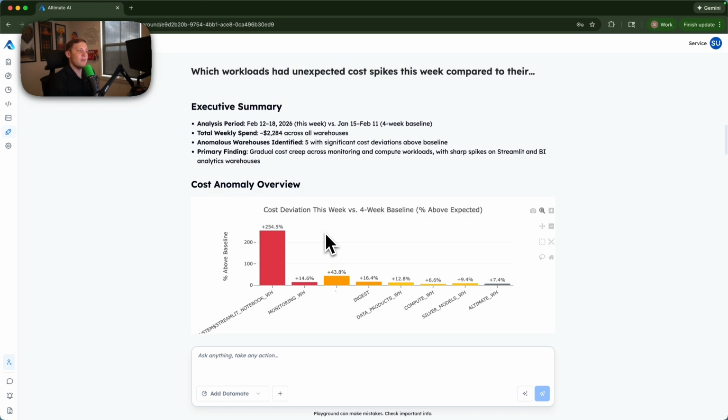So we have a bunch of different views here of how we can look at this. Starting off with a bar chart of cost deviations this week. This is just a percentage above expected, so it doesn't always tell the full story. We're going to have a table below this, but you can see that this Streamlit notebook warehouse is 254% more than the normal baseline percentage. That's a big jump. And then we have some other warehouses that are up as well, but that's a massive jump.